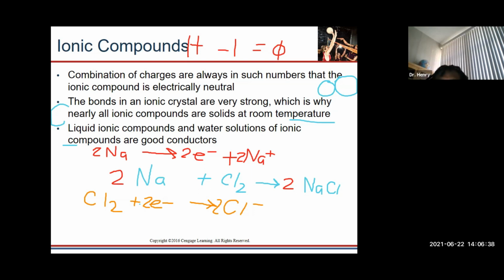Let me go to a whiteboard so you guys can see this. Literally, water goes in between. Oh, you guys don't see it on your side. Hold on.